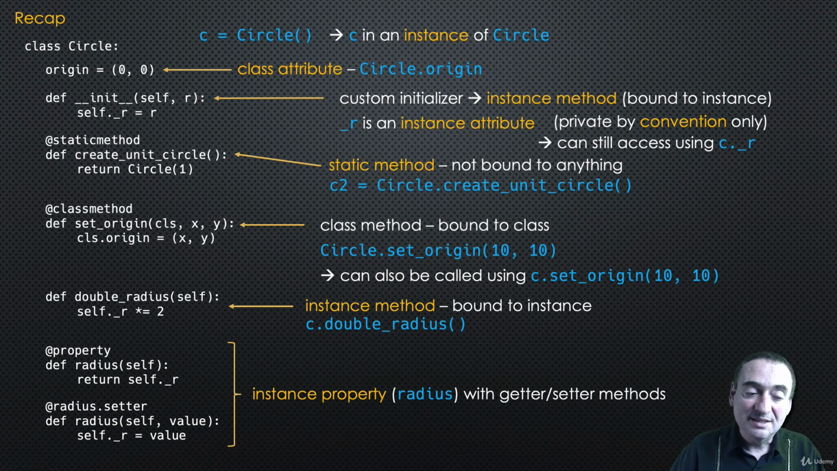Okay, so that's, in a very quick nutshell, the more important stuff that we covered in this section. And it's really important that you understand the distinctions between all these things and how they work, what the bindings are, and where things are living, what namespaces, class namespace, instance namespace. All that is important to understand as we move forward.